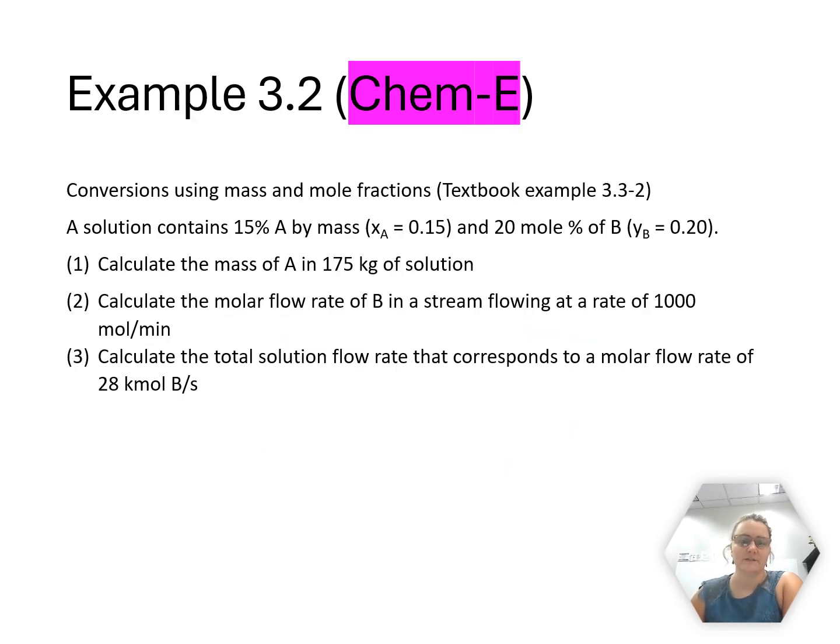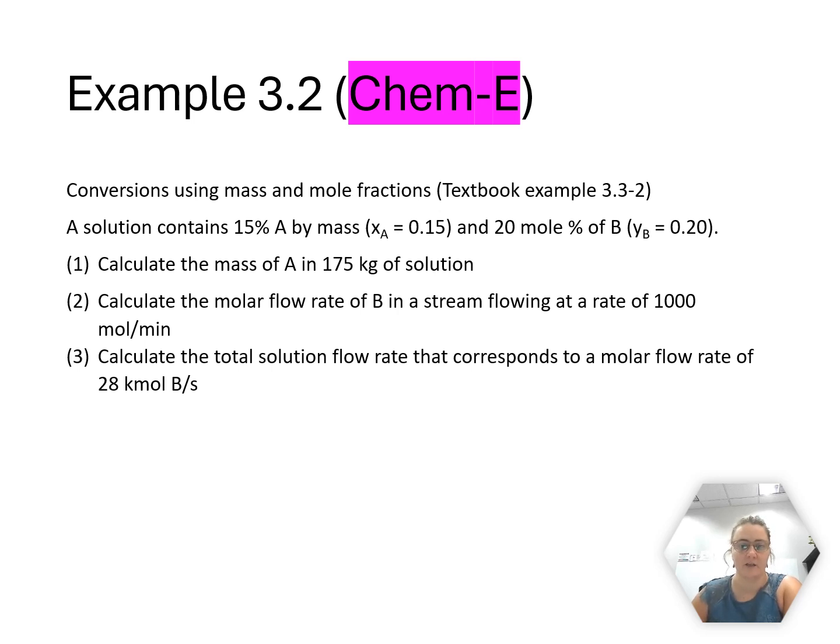Last thing to talk about for this particular video is to try and start to apply those concepts. So this is going to be example 3.2, and this is a chemical engineering style problem again. And we want to convert between mass and mole fractions. So this is in your textbook if you want to go look at the actual example, but we've taken some of that text and put it here. We have a solution that's containing 15% of A by mass, which means that the mass fraction of A is 0.15, and 20% by mole of B, which means that y sub B is equal to 0.2.